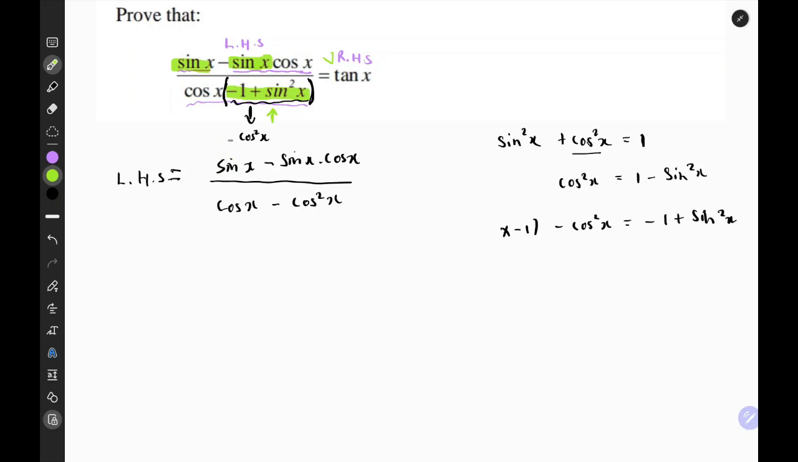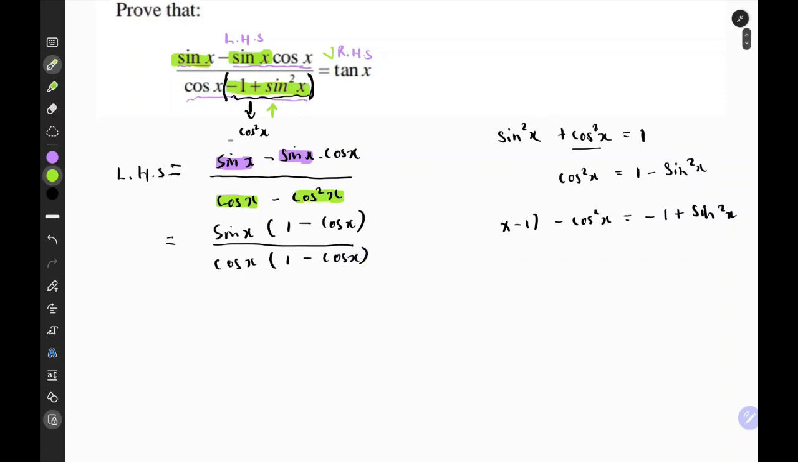So now we can factor out sin of x in the numerator and cos of x in the denominator. In the numerator we have sin of x, and we are left with 1 minus cos of x, and in the denominator we have cos of x that we can factor out, and we're left with 1 minus cos of x. So these cancel out, and we know that sin of x over cos of x is equal to tan of x, and this is equal to our right hand side.